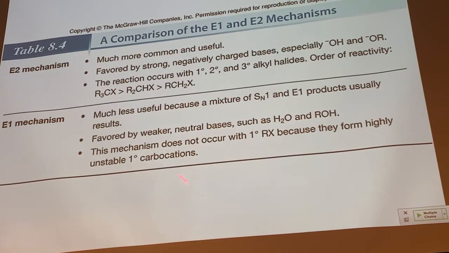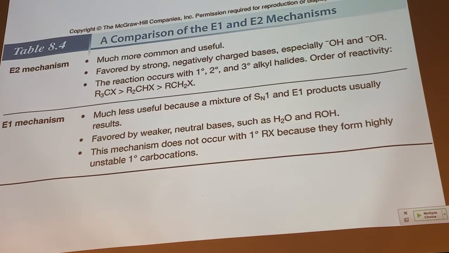So, and of course, E1, as I mentioned, does not happen with primary alkyl halides. And E1 is not really favored by weaker bases. E2 is prevented by weaker bases, so E1 is the only alternative that you are left with.